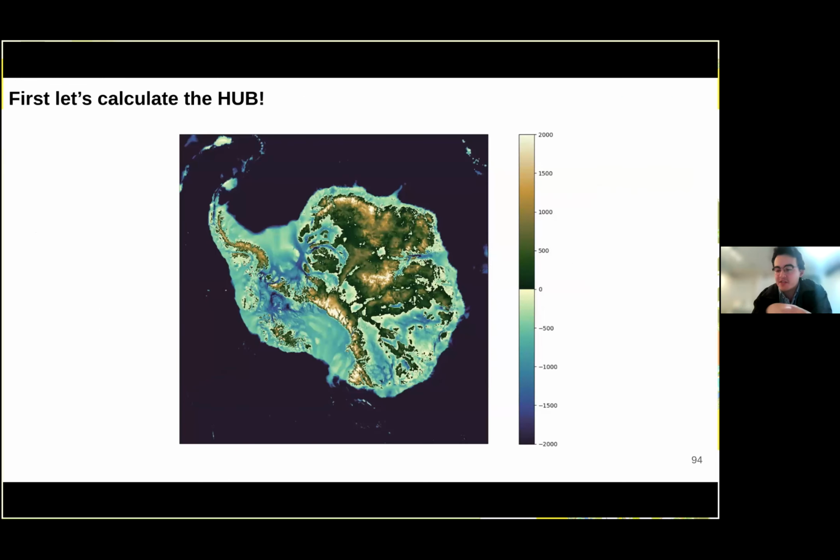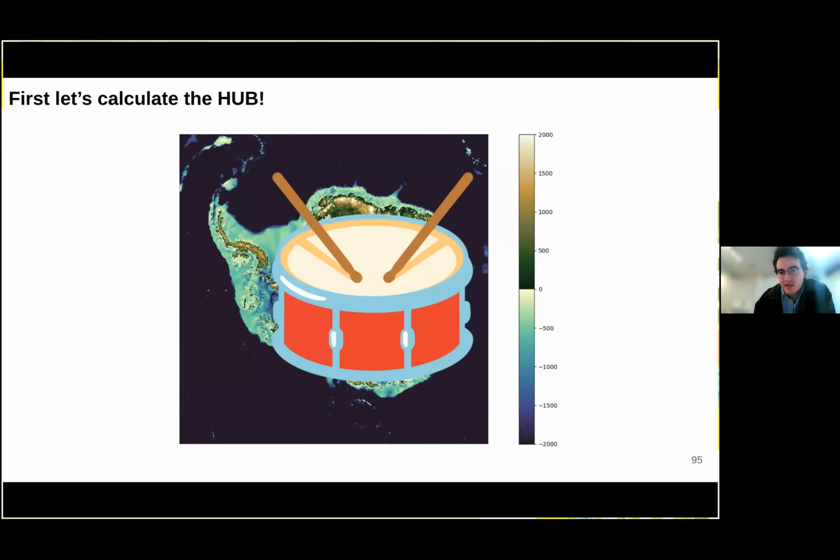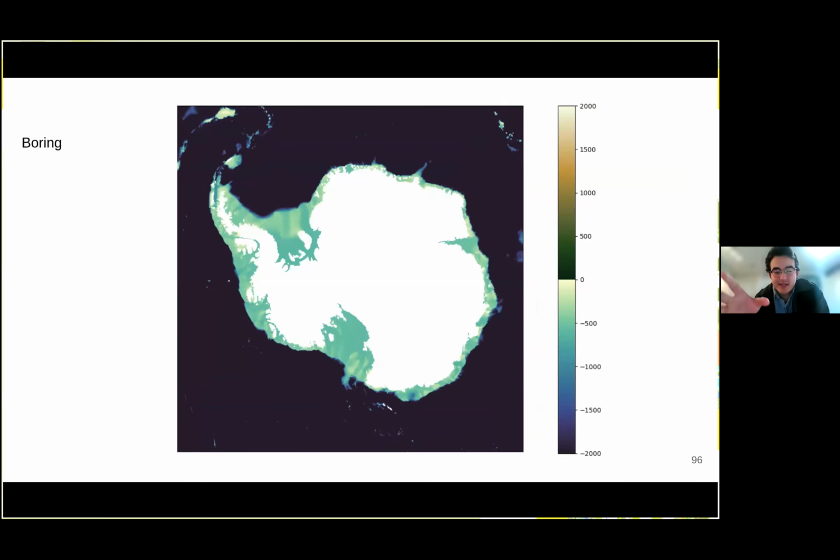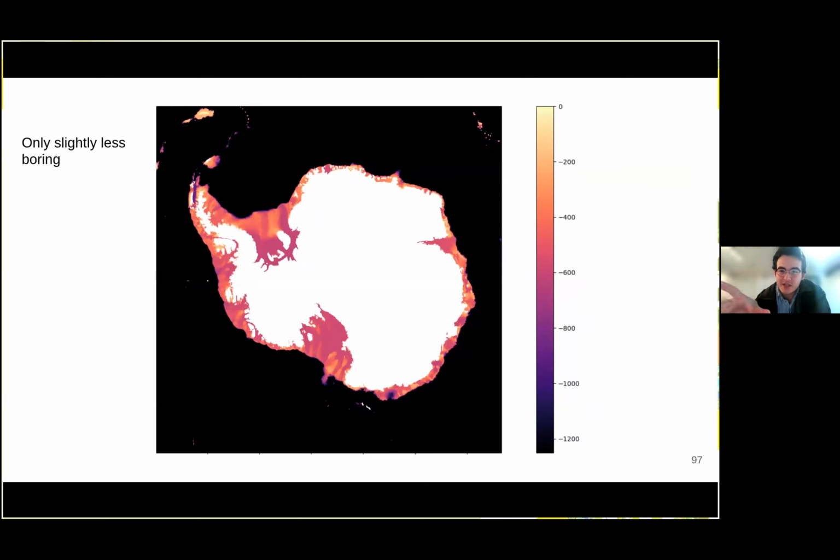Cool. So the first thing we're going to do is calculate the hub for all of Antarctica. So there's the BedMachine 2 bathymetric data for Antarctica. And we're going to calculate the hub. And it looks really boring. And you might be saying, well, don't be so hard on yourself. It's just a bad color map. But even with a different color map, it's still boring.